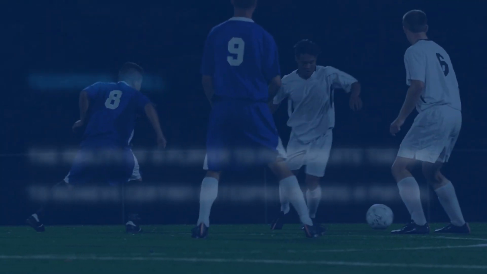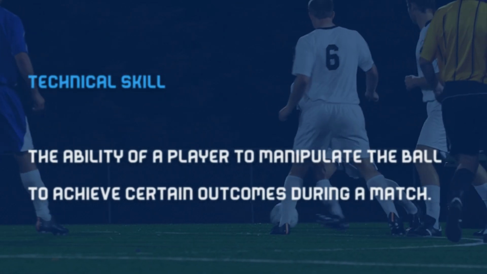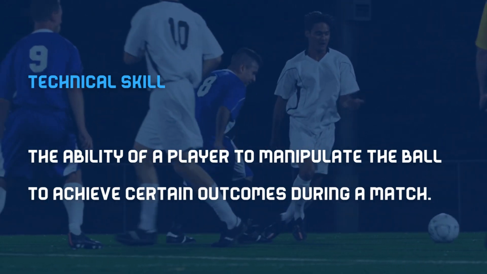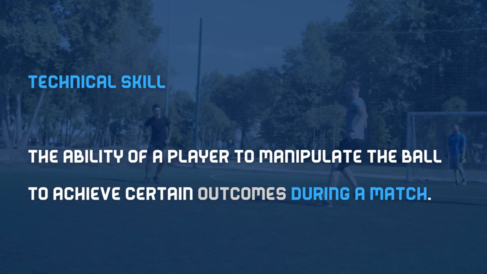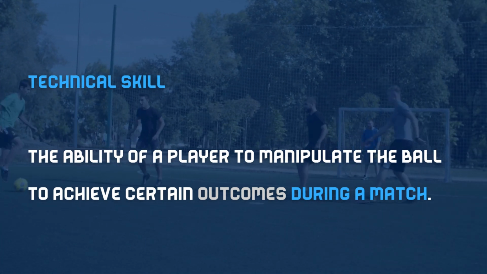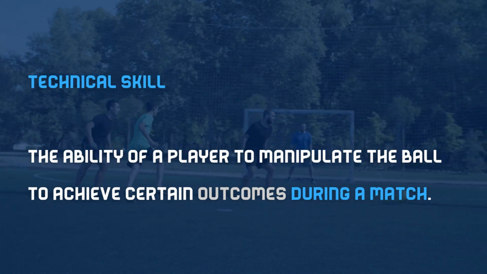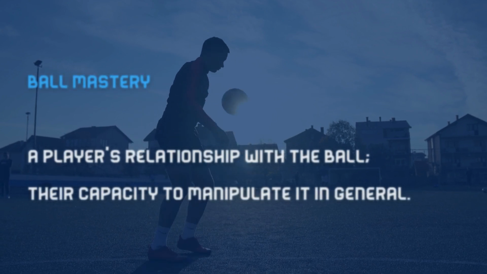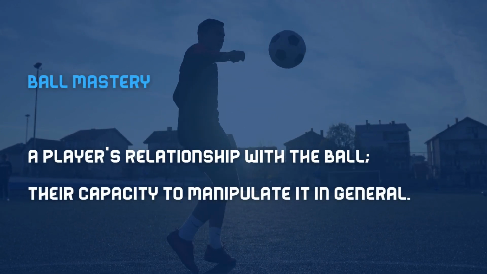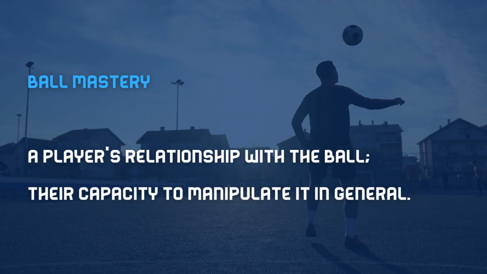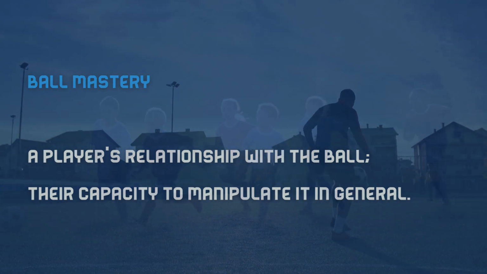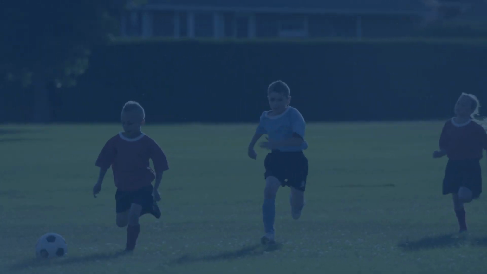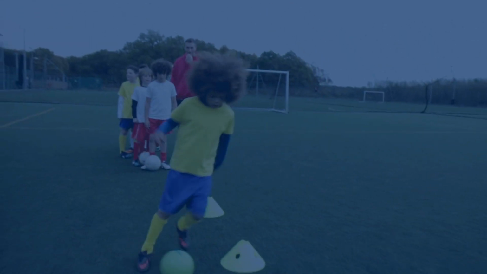With this in mind, our definition of technical skill refers to the ability of a player to manipulate the ball to achieve certain outcomes during a match. Key phrases are outcomes and during a match. This differs from what we call ball mastery, which refers to a player's relationship with the ball, or their capacity to manipulate it in general. One involves active perception and decision-making, coupled with physical execution. The other is purely physical execution.